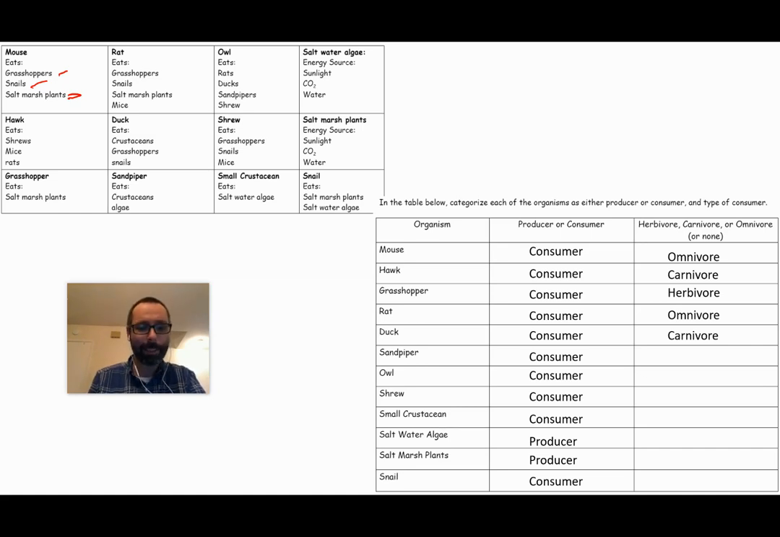A sandpiper is a small bird that lives on the shore, and I said it eats crustaceans and algae, which makes it an omnivore. The owl is definitely a carnivore. Owls eat other animals. The shrew is a kind of weird-looking mouse. And I said it ate grasshoppers, snails, and mice, which makes it a carnivore. Again, I don't know if a shrew would eat a mouse. I don't know where I was getting these ideas before. The smallest crustacean, which would be like a little clam type thing maybe, or a mussel, I said that they eat saltwater algae.